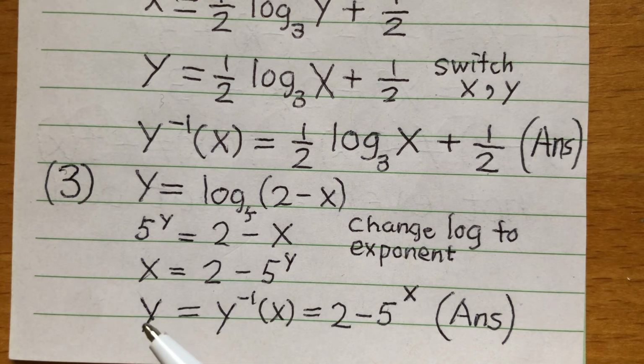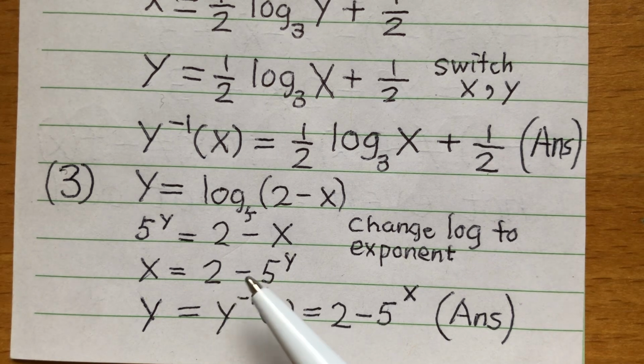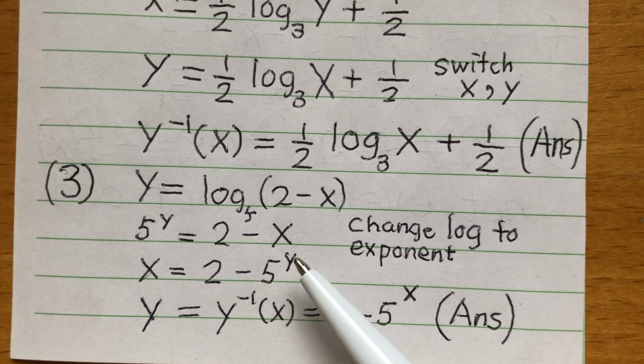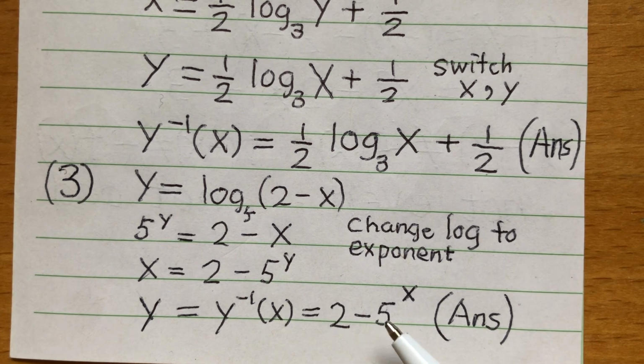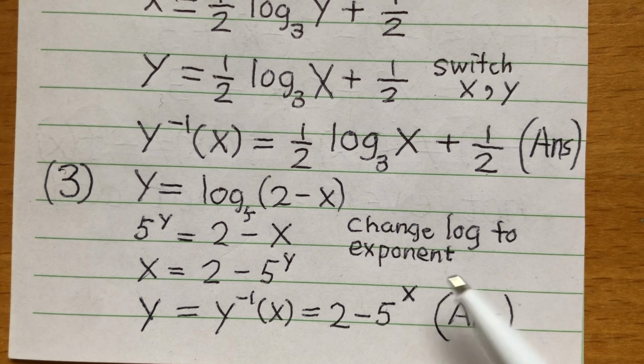Change x to y. Change y to x. Now this y is what we want. It's the inverse function. So the inverse function is 2 minus 5 to the exponent y. Now remember this y is now x. So 2 minus 5 to the exponent x. So this is my answer.